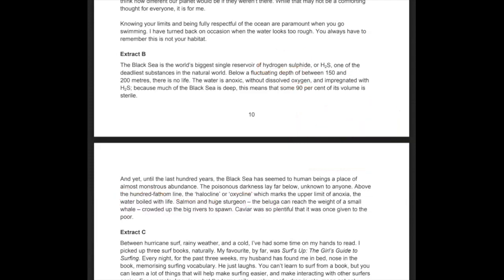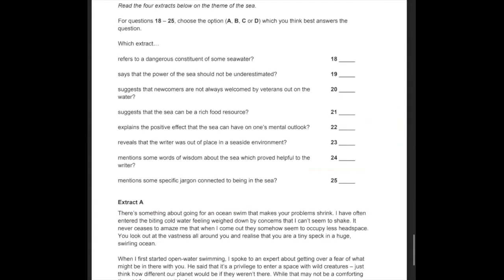Now, how does that help me out when I go through the questions? Well, the first one, question 18, refers to a dangerous constituent of some seawater. This one is definitely B. I'll just fill in the other ones that we put down for A, just to make it easy to visualize how many questions we're getting through. Okay. Now looking through the remaining questions, suggest that newcomers are not welcome.